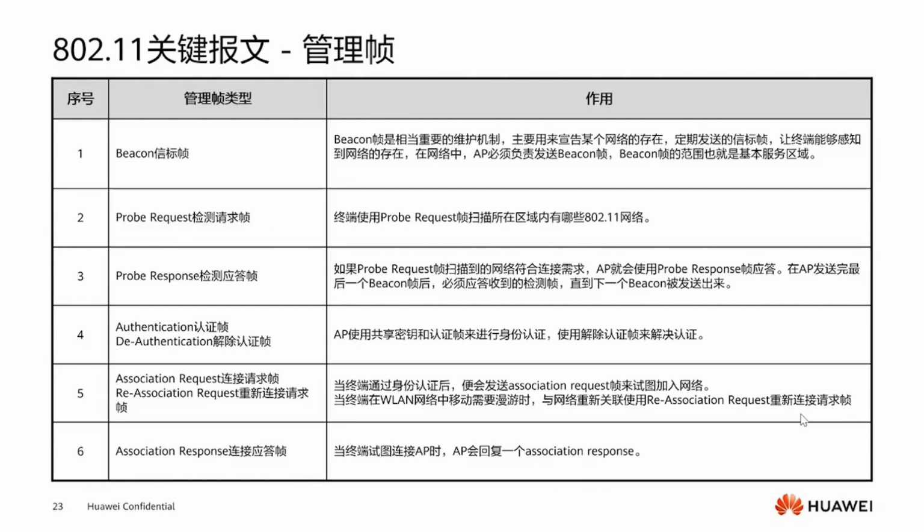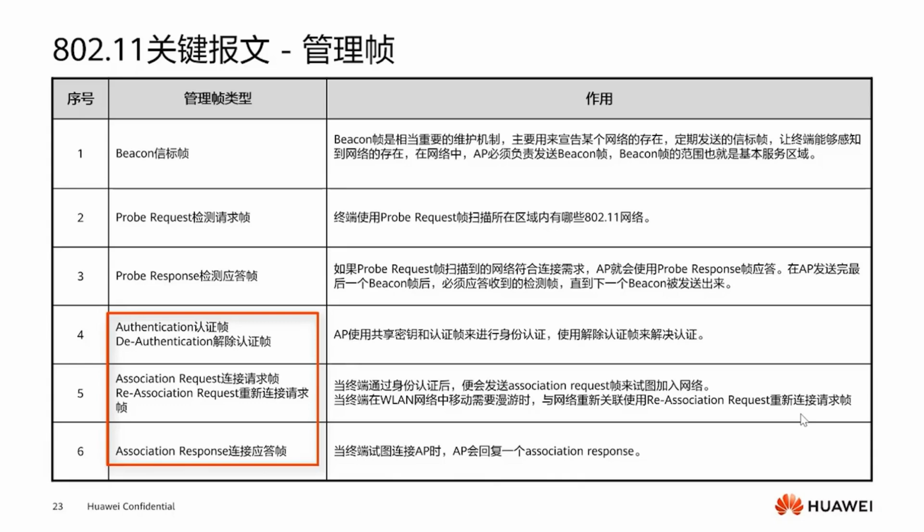The third is the probe response frame. If a STA scans and finds a network and wants to join, it will send a request, and the AP will respond with a response to answer. After sending the last beacon frame, the AP must respond to the received request frame. After responding, it starts sending beacon frames again. The remaining frames are quite common, namely the authentication and deauthentication frames, as well as the association and disassociation frames. These are some of the contents of the management frames.